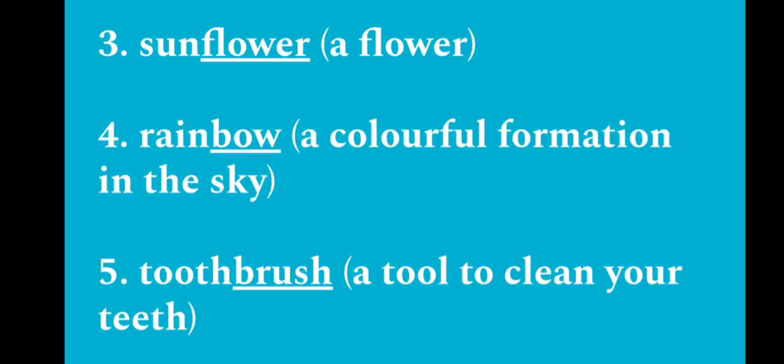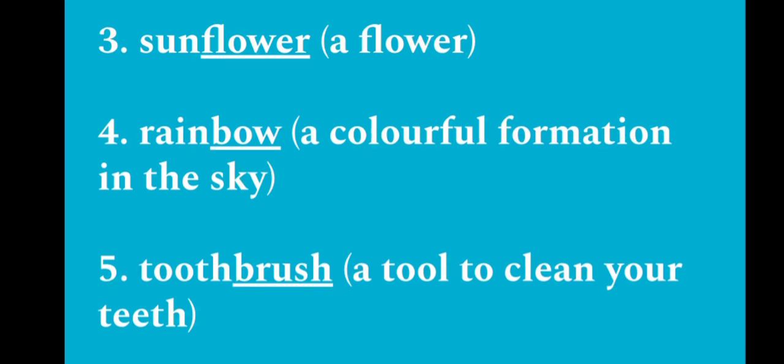Third one, sun dash, it's a flower. The answer is sunflower. The fourth one, rain dash, and the clue is a colorful formation in the sky. The answer is rainbow. So rainbow is the compound noun. Rain is a noun and bow is a noun. We have joined them together and made the compound noun rainbow.